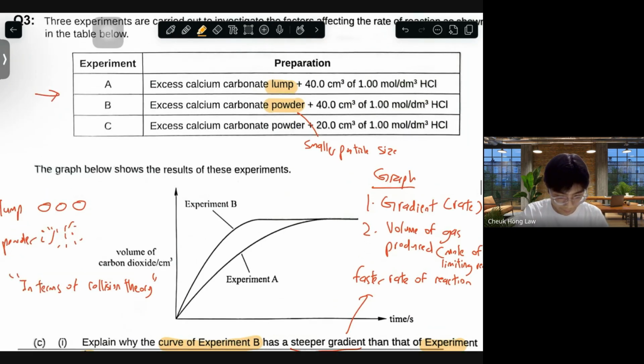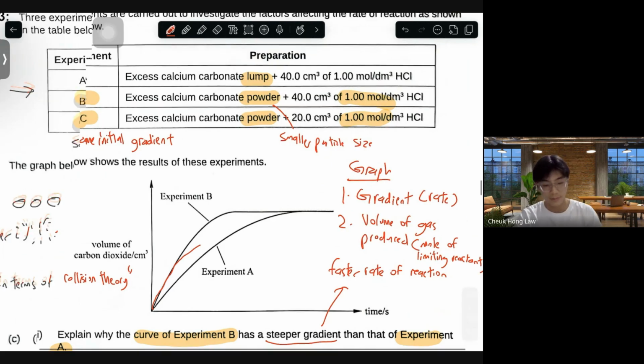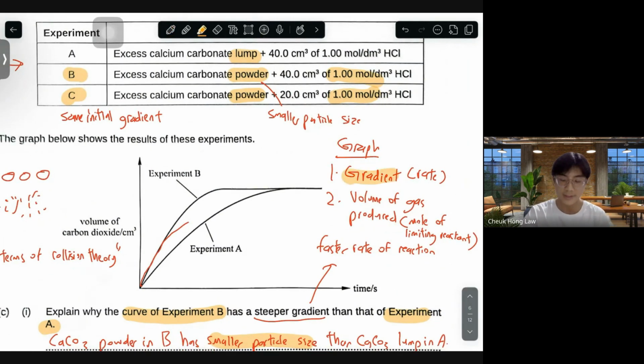So for experiment C, we have to compare with another thing that is quite related. We can compare it to B as well. B and C have the same particle size, which is powder, and they also have the same concentration, which is 1 mole per dm cube. So what does that tell us? They will have the same initial rate of reaction. So when I'm drawing my graph, make sure I line up exactly with B at the start. Understand? Must have the same initial gradient, because rate of reaction also decreases as you go on.